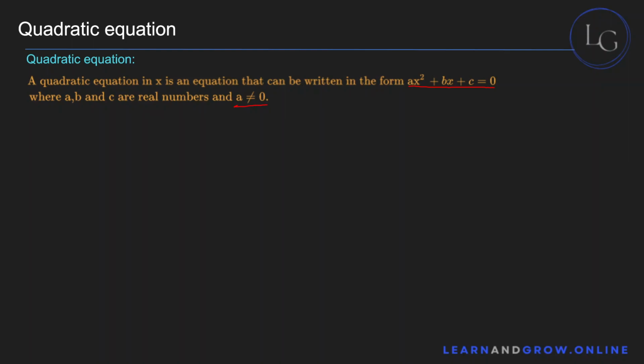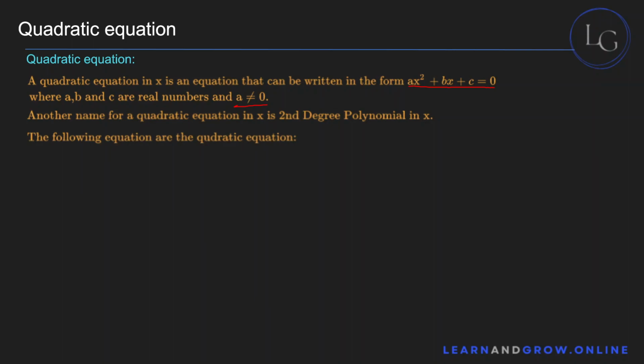This is very important because if a is equal to 0, that would mean that this equation is just bx + c, and that is a linear equation. That is not a quadratic equation. So basically, another name for a quadratic equation is a second degree polynomial in x, as the highest power of x in this equation is 2.